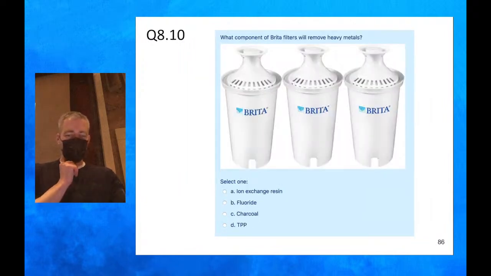What component of Brita filters will remove heavy metals? And that's the ion exchange resin. Okay. There's charcoal in there too. There's no fluoride. TPP, we talked about, that was the phosphate stuff they were putting in soap that was converting hard water to not hard water. That's not in Brita either.